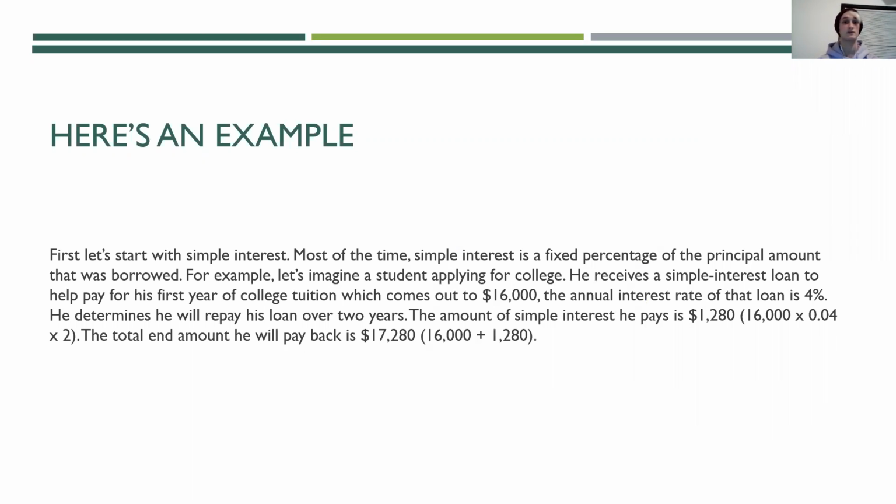The amount of simple interest he pays is $1,280. If you look in the parentheses, you can see how I got that number. The total amount that he will end up paying back is $17,280, and the reason it's that much is because when you're doing this, you have to take the original amount of the loan and add the interest on. We found the interest was $1,280, so we just add it to the 16 grand for the loan.